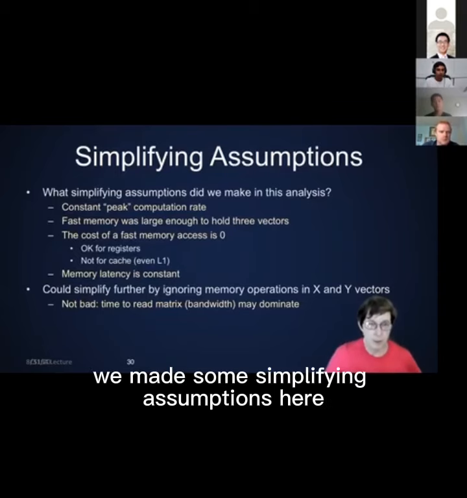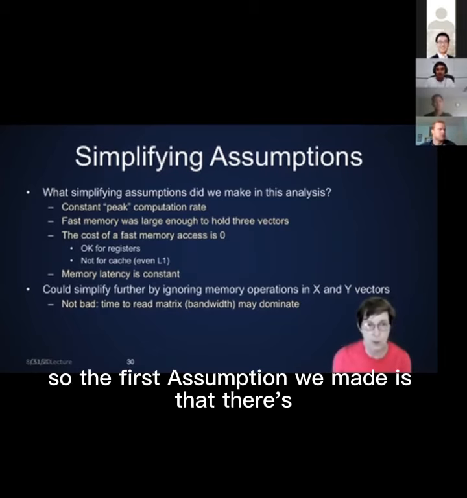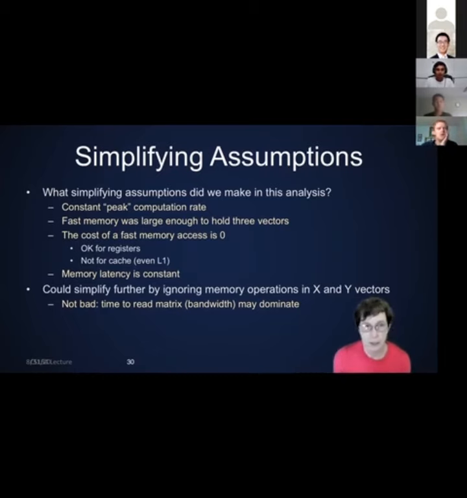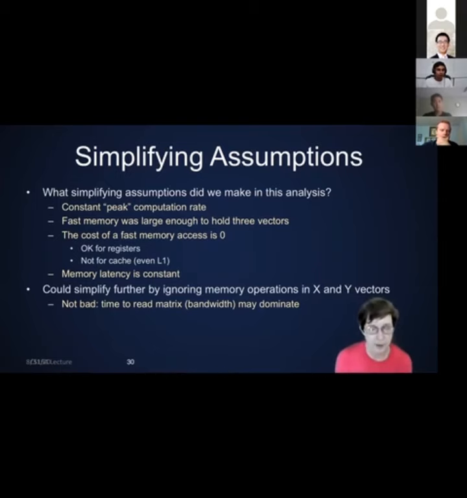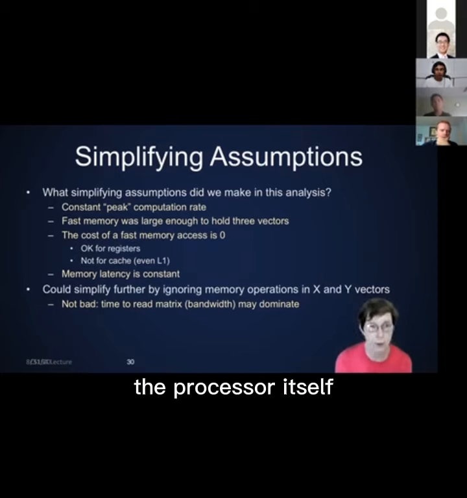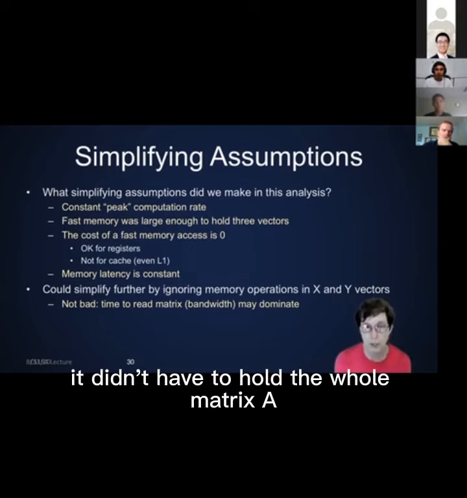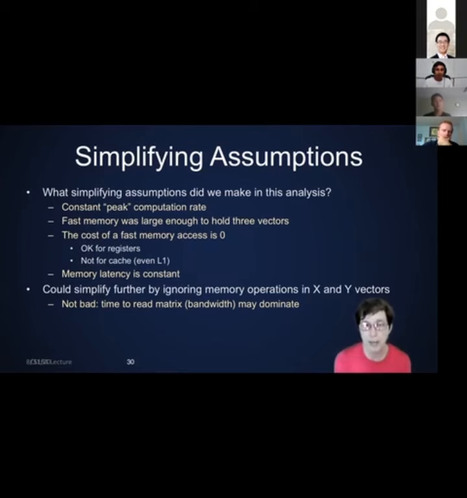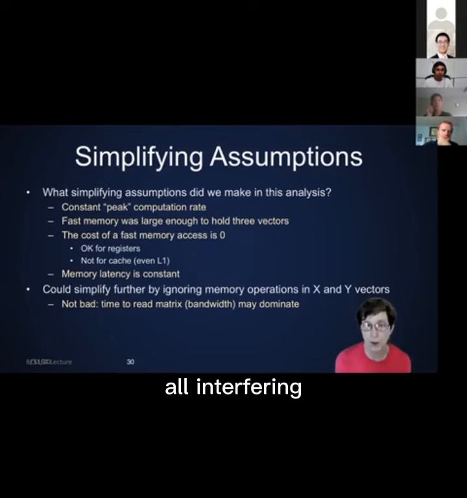Okay, so we made some simplifying assumptions here, actually several of them, although it's still a useful analysis. The first assumption we made is that there's a constant peak computational rate, which I called t sub f. In fact, what we'll worry about later, within the next week and a half, is exactly how you get good performance out of the processor itself. We also assumed that the fast memory was large enough to hold 3 vectors. It didn't have to hold the whole matrix A, but it did have to hold the 3 vectors. And by the way, that the organization of the cache was laid out in such a way that they're not all interfering with each other.